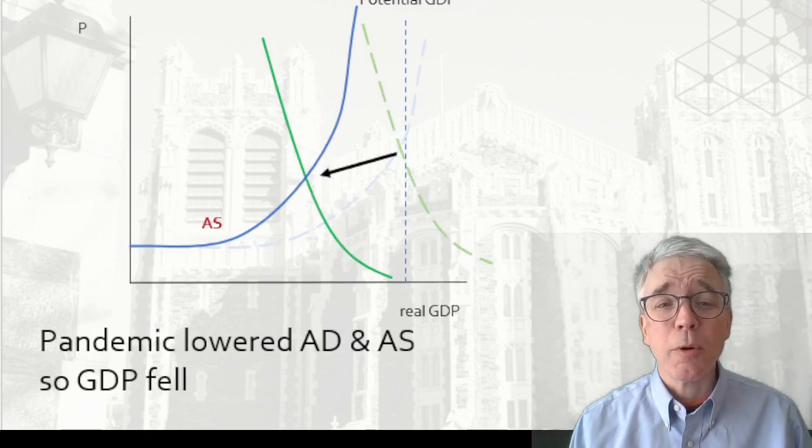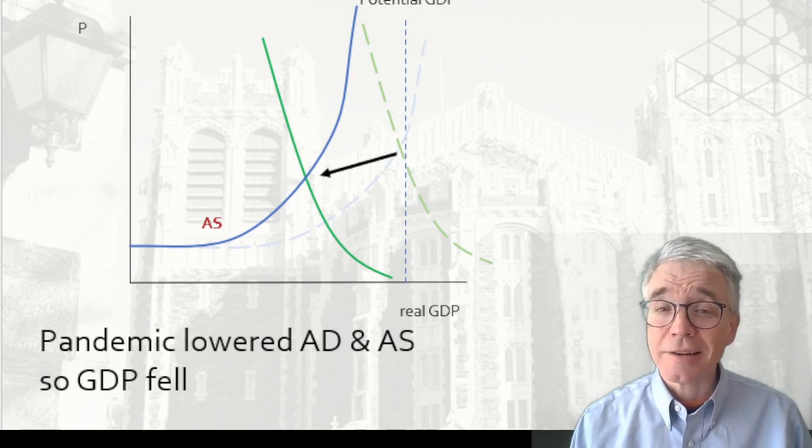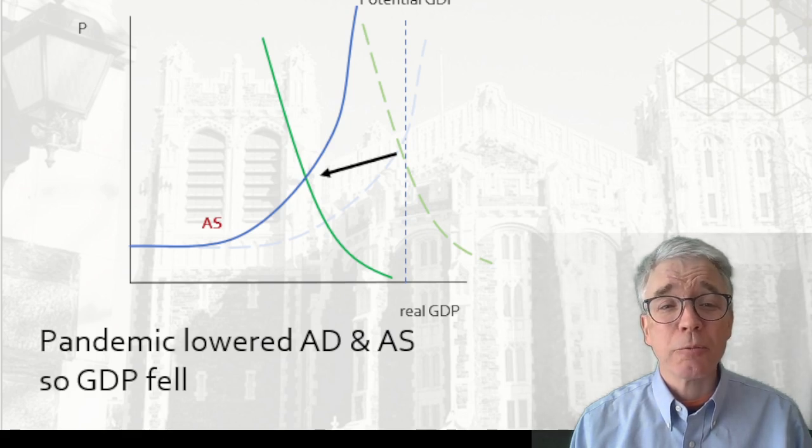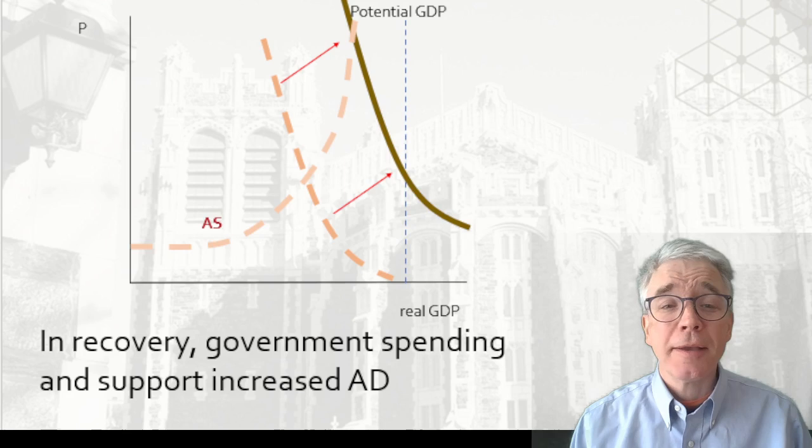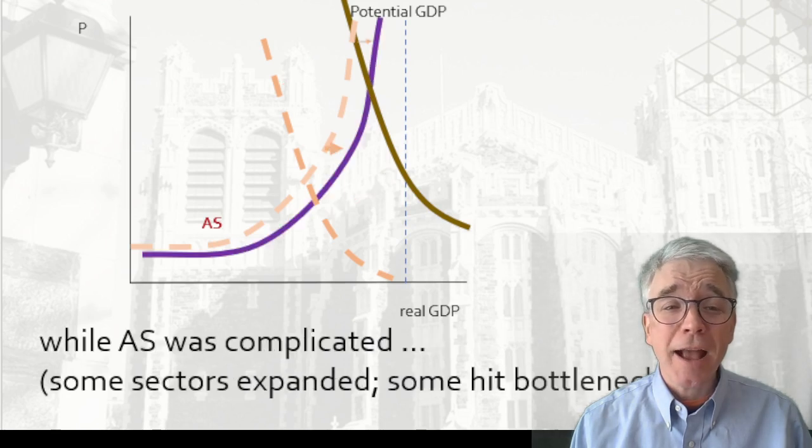So with both aggregate supply and aggregate demand falling, GDP fell a lot. It was the quickest decline in GDP we've ever seen in the US. We had a very sharp recession. Now, fortunately, it was also very short because the government stepped in and made some tremendous efforts to give people money. That allowed them to spend more, and that increased aggregate demand. It pushed aggregate demand significantly outward.